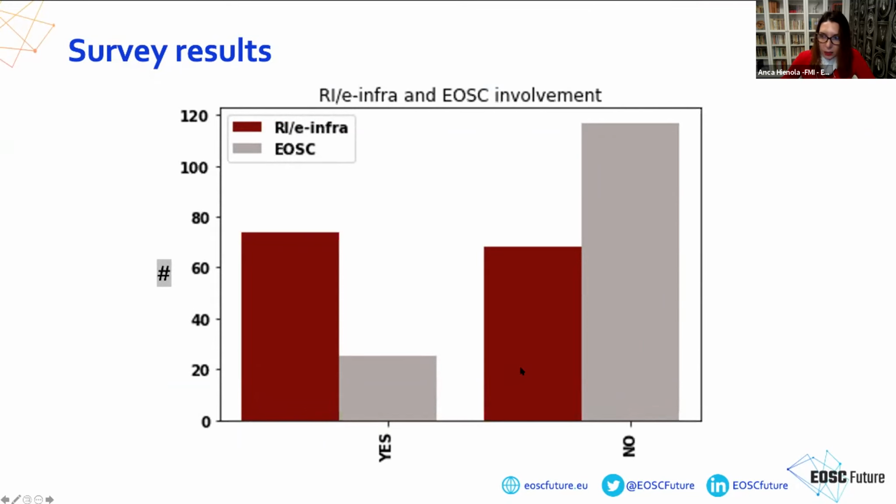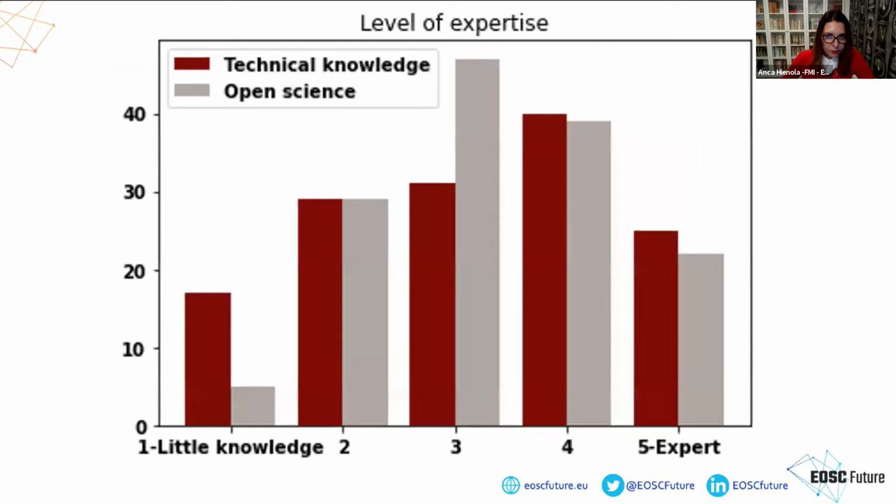And we asked if they were connected in any way to any of the EOSC projects. And here the majority said no, which is good, as we want actually unbiased people in terms of EOSC. In terms of level of expertise on technical knowledge and open science, the respondents scored mostly average, slightly towards high in both of them.